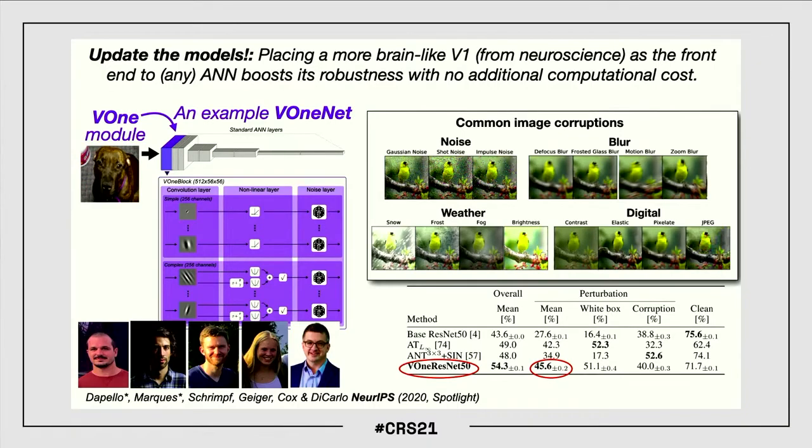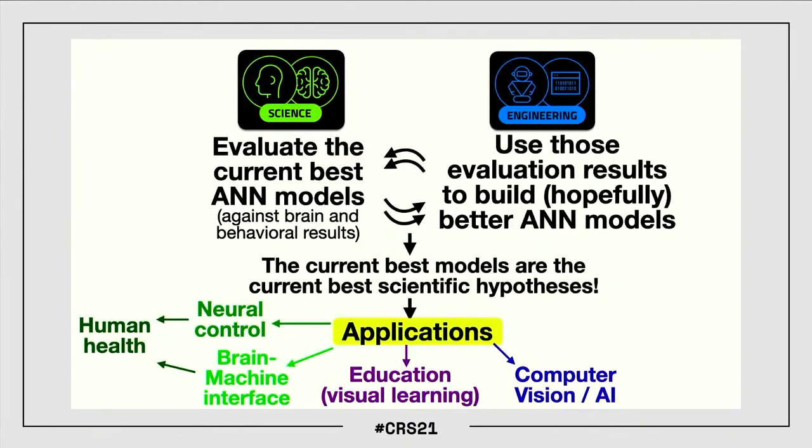So that was an interesting value add that we see on the computer vision side that came from just making the models a little bit more brain-like. So again, I'll put that in the bottom as sort of taking models, making them better, leading to some gains in things that are of interest to applied computer vision.